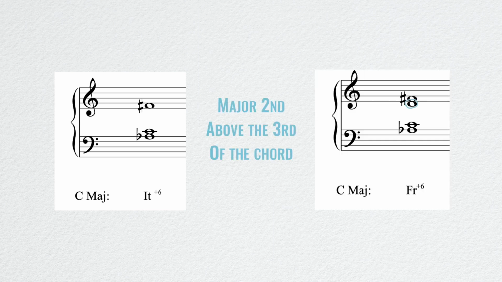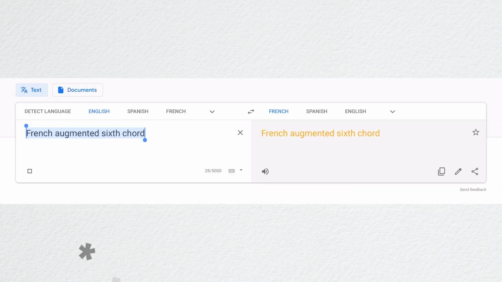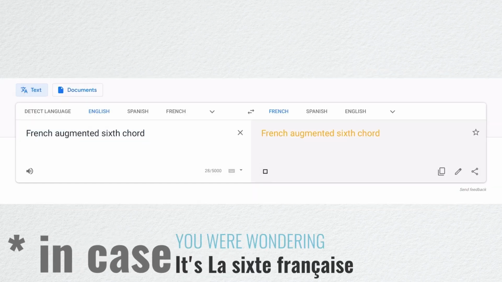Let's take our Italian augmented sixth chord and add the supertonic on top of our tonic. Now you have built a French augmented sixth chord.